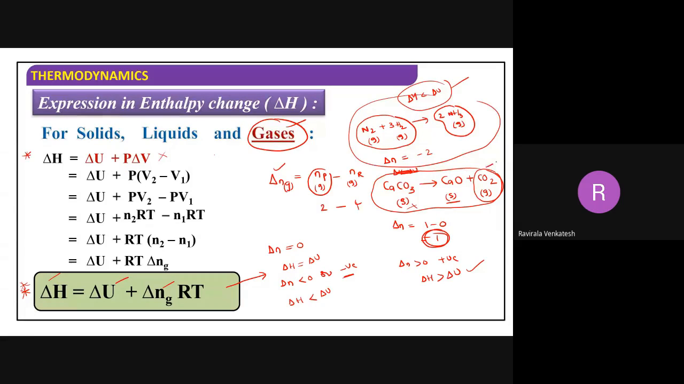They will give the reaction, so you have to calculate delta n, whether it is negative or positive. Consider only gaseous molecules, so definitely you will get the relation. There will be 3 relations: delta H equal to delta U, delta H less than delta U, delta H greater than delta U, for delta n equal to 0, less than 0, or greater than 0. Right? So this is about the expression of enthalpy.